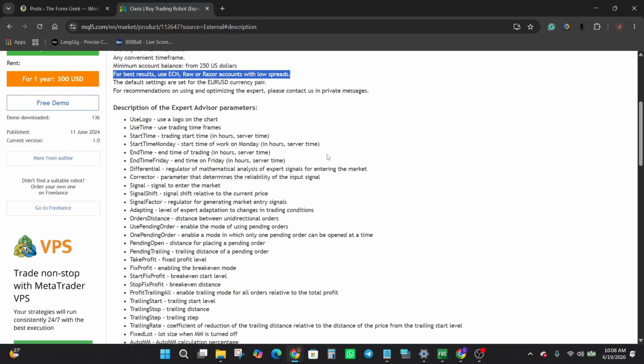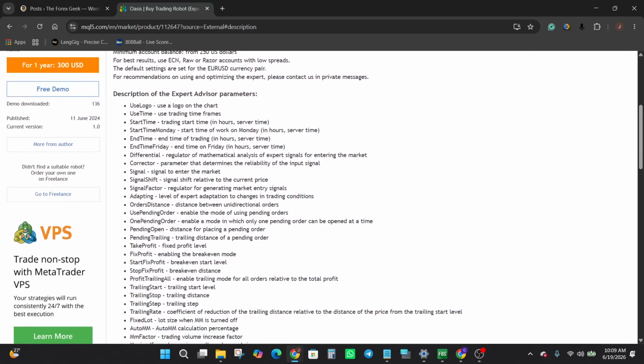Moving into the settings, there is a large amount of customization available. The EA includes trading session controls that allow traders to define start and end times, including separate settings for Monday and Friday trading schedules. There are also several mathematical analysis parameters such as differential, corrector, signal shift, signal factor, and adaptation to changing market conditions.